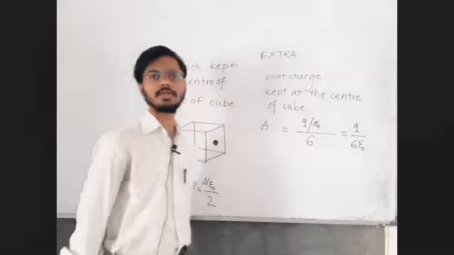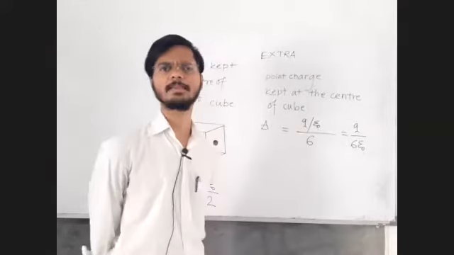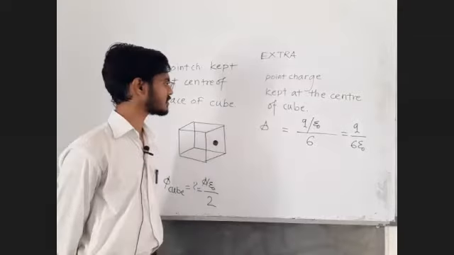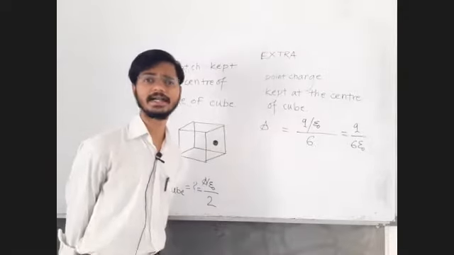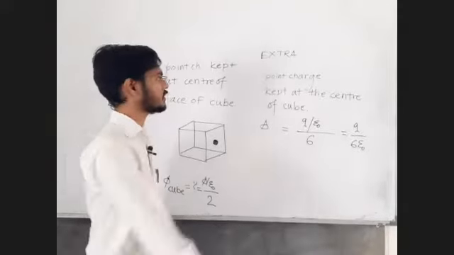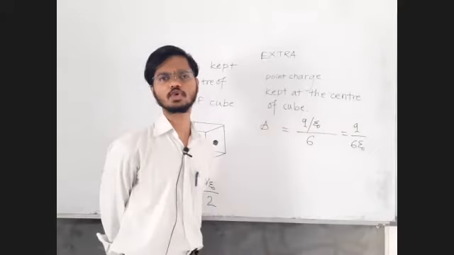The logic is this. We will imagine a sphere. Charge will be imagined as a sphere. Okay, sir. Now when the charge is placed at the center of the cube, the entire sphere is enclosed by the cube.